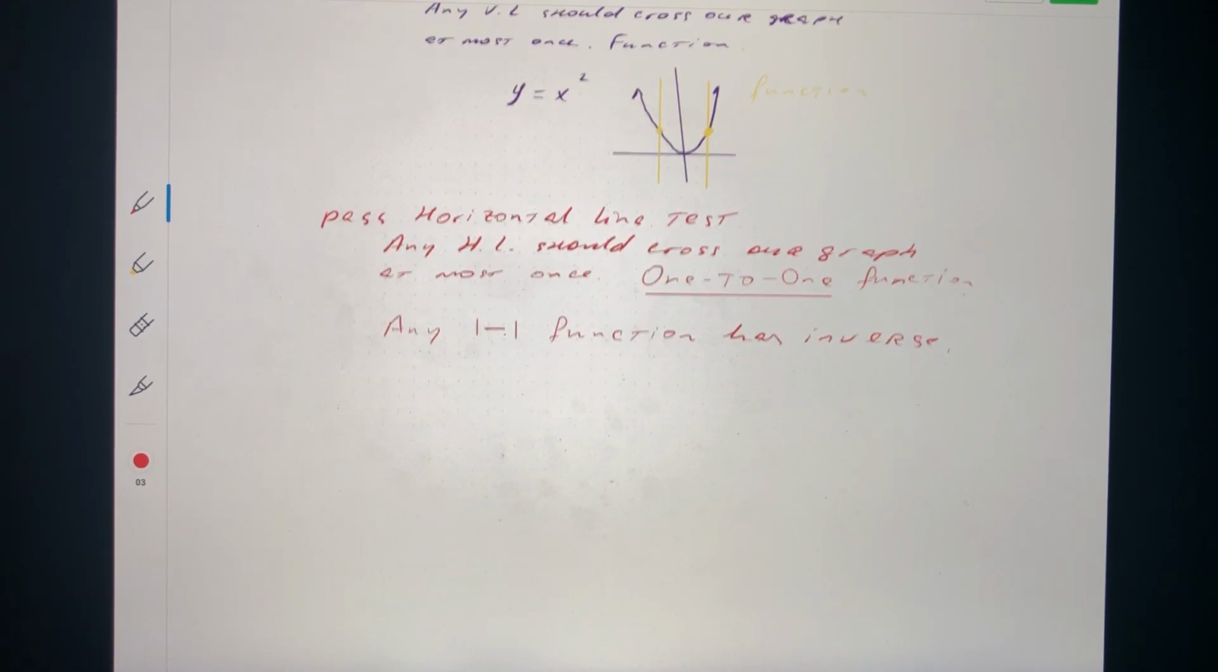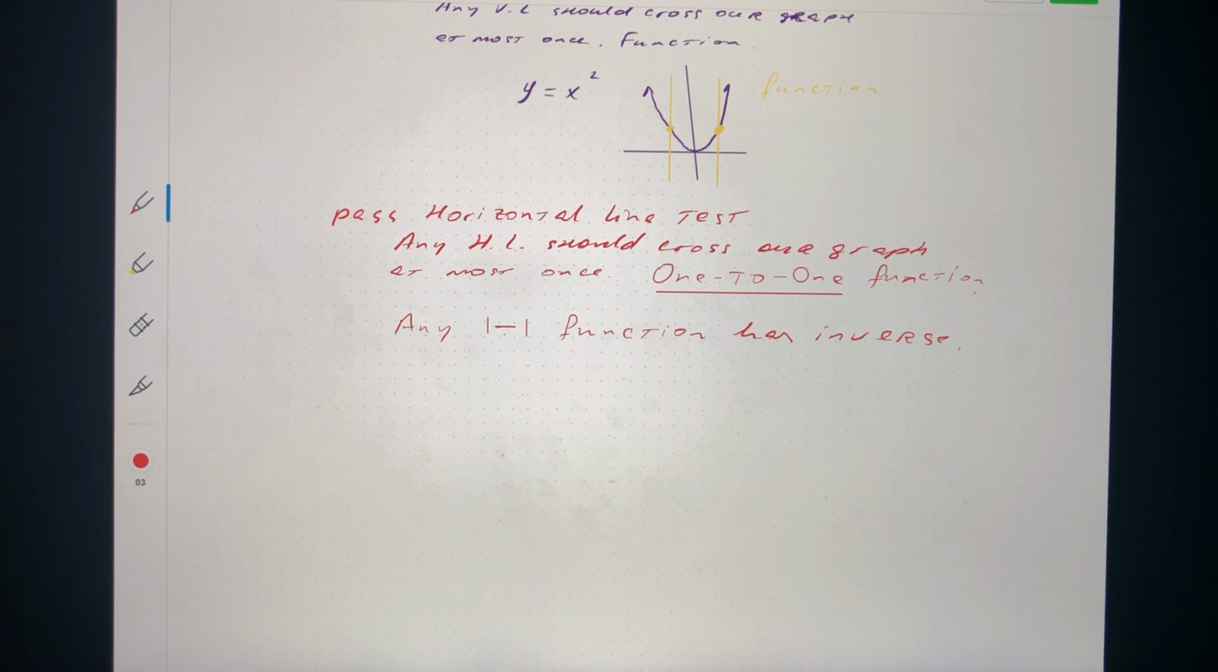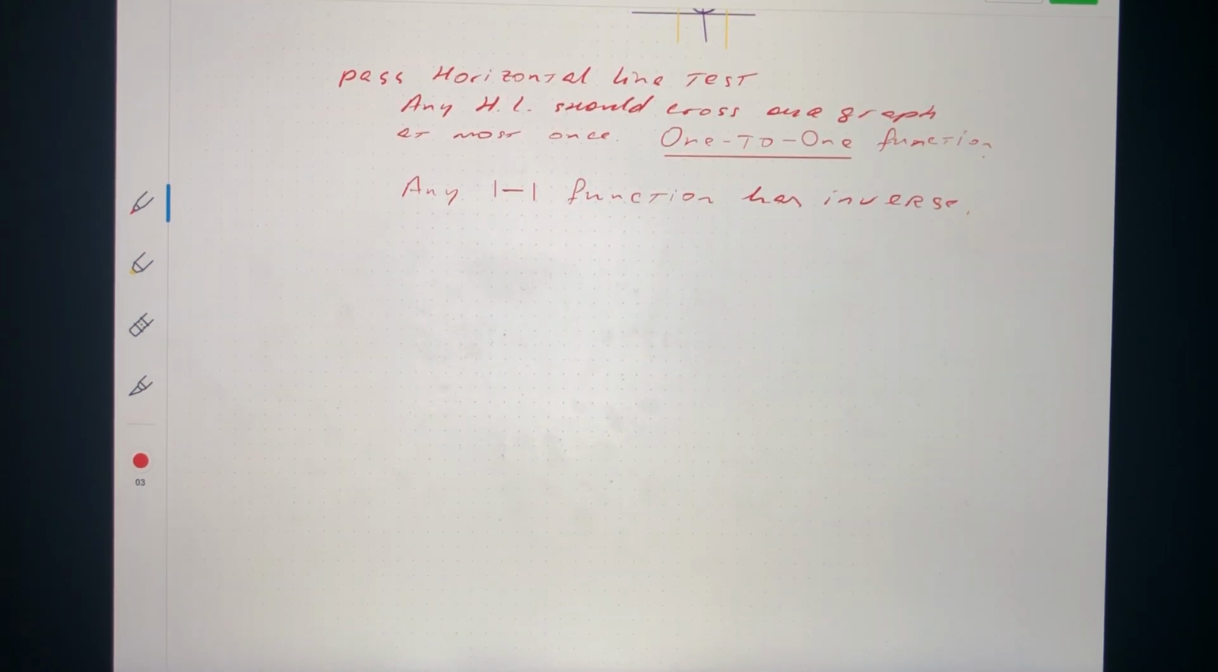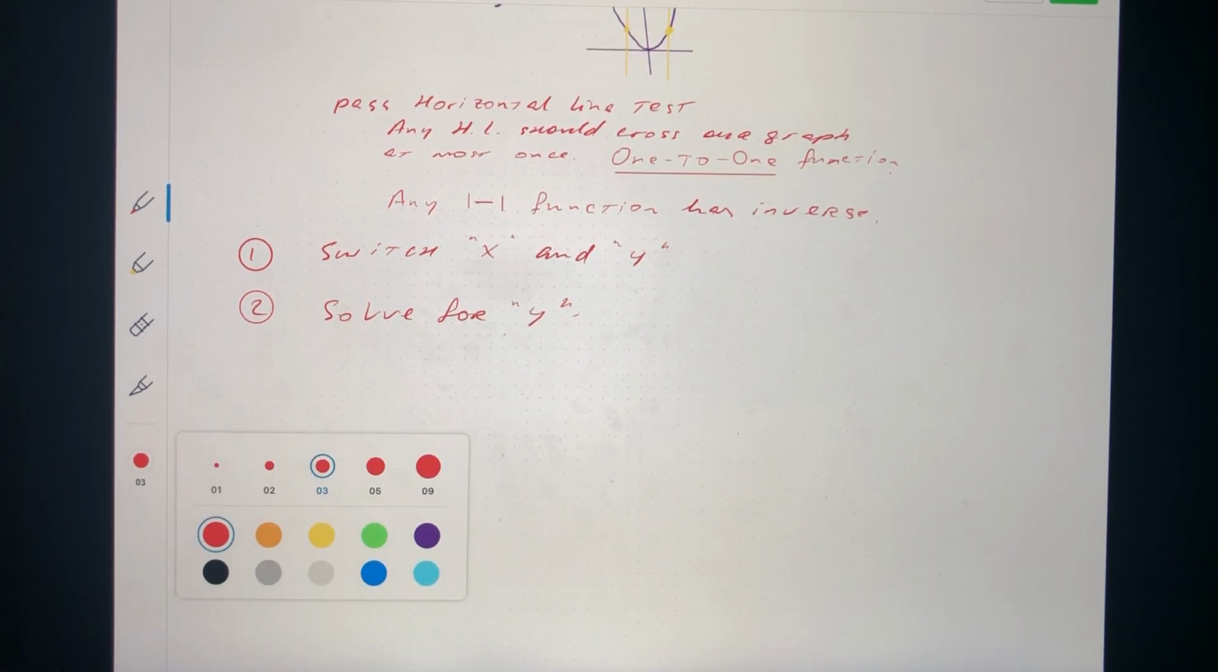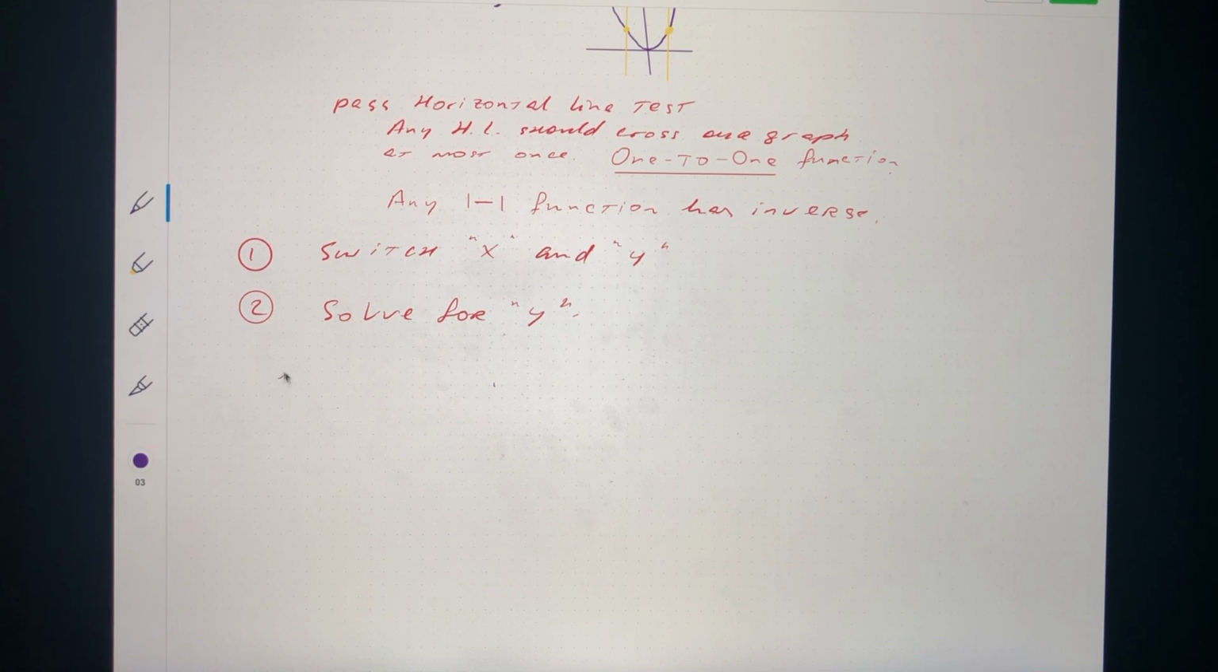Alright, so now let's see how to find the inverse. In order for us to find the inverse, there is a two-step process. Step 1, switch the x and the y, which means we switch the input and the output. Second, we solve for the y. So let us use this process to find the inverse of a linear function. So here is an example. Let's say find the inverse of f of x is 2x plus 1.